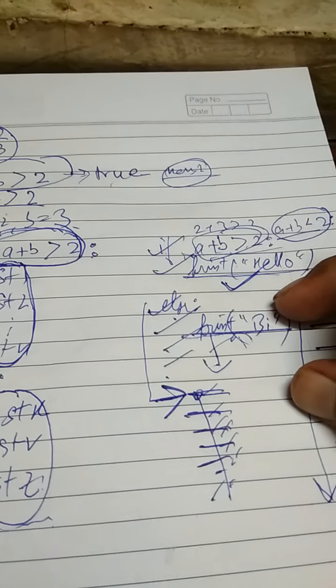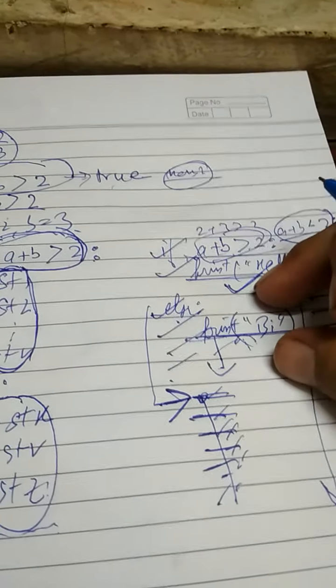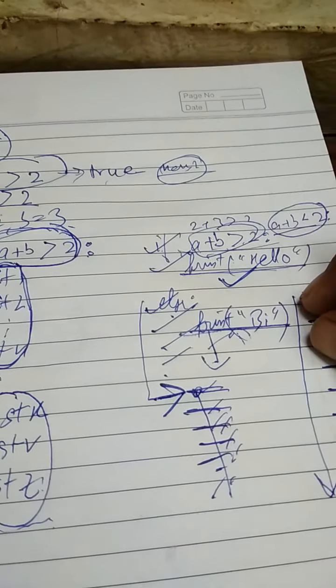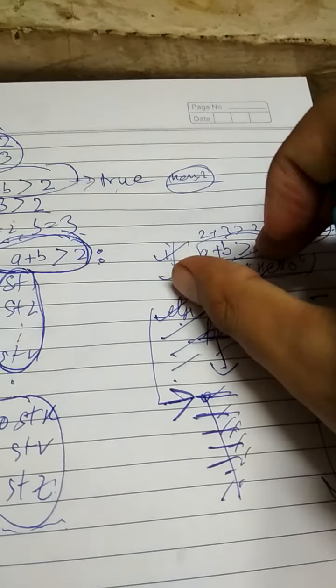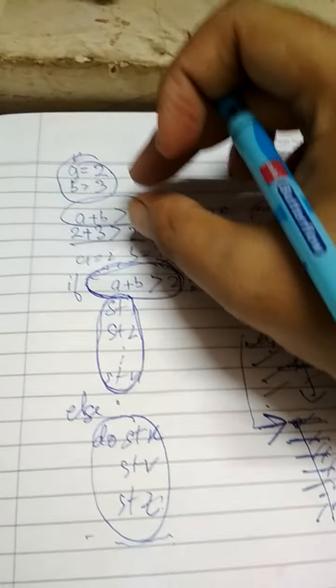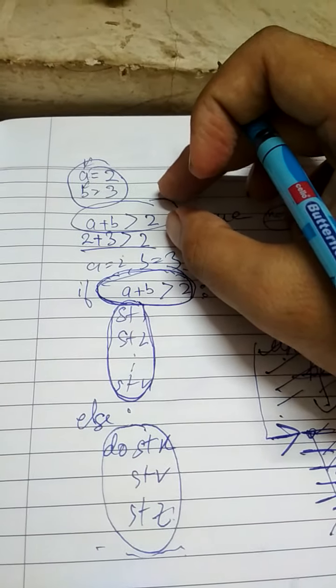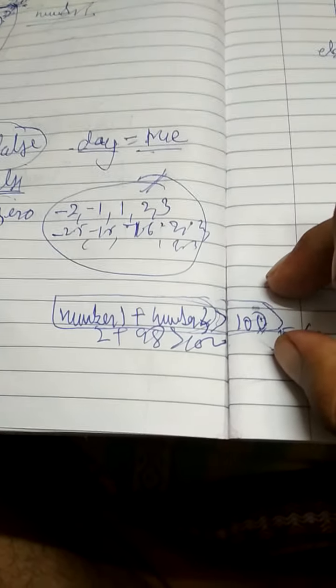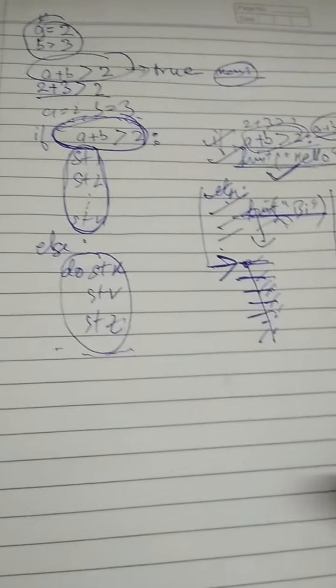So that's what we mean by if else. It is a decision control. If something is true, then do this. If it is not true, then do this. So it depends on whether the statement is true or false. And how do we see true or false? We see it like this: a plus b is greater than 2, or an example like this, number 1 plus number 2 is greater than 100. So this is what we mean by if else statement.